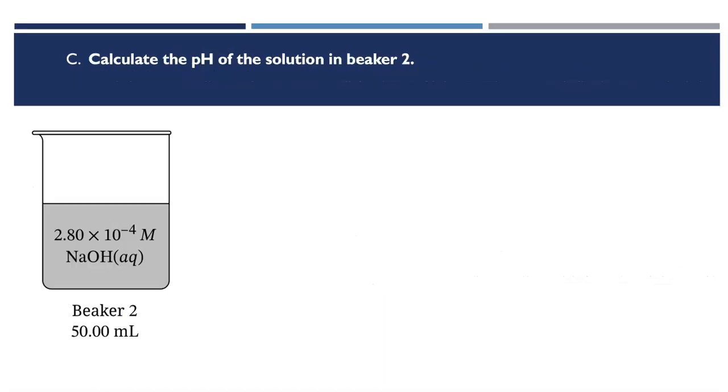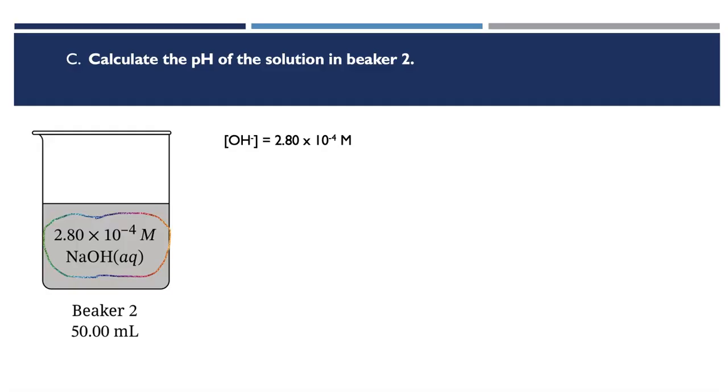Part C says, calculate the pH of the solution in beaker 2. Well, the solution in beaker 2 is a sodium hydroxide solution, and we know that sodium hydroxide is a strong base. And so essentially what we're told here in the diagram is that the hydroxide ion concentration is 2.80 times 10 to the minus 4th molar. So we're given the hydroxide ion concentration, and we need to find the pH.